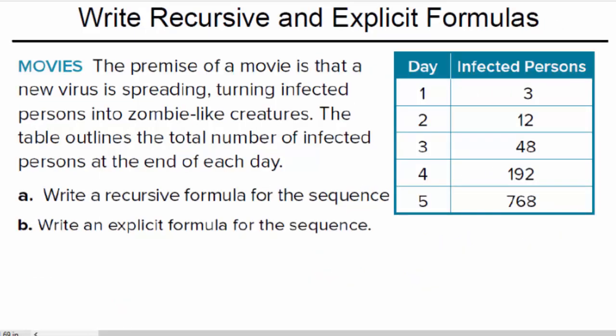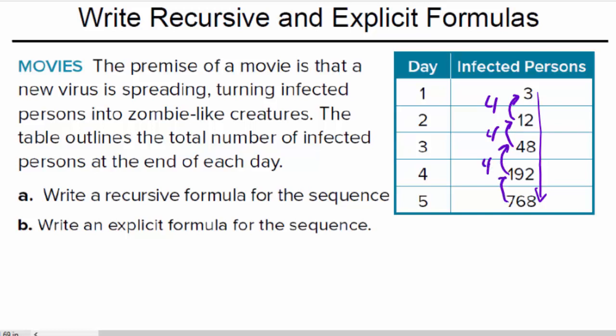All right, for our next example, they want us to write recursive and explicit formulas for this function. Now, the first thing I'm going to do is test to see if this is arithmetic or geometric. I'm going to test for geometric first, and one of the reasons is you'll see that these numbers get big really fast, so I have a suspicion it's geometric. So 12 divided by 3 will give me 4. 48 divided by 12 will give me a 4. And 192 divided by 48 is going to give me a 4.